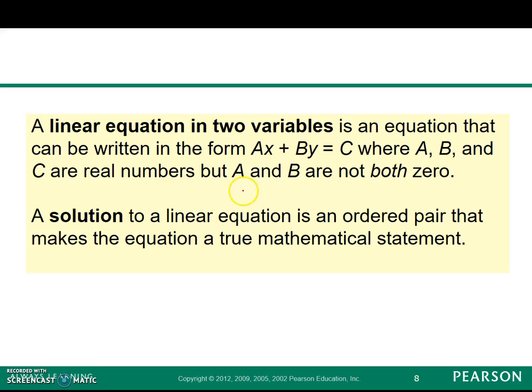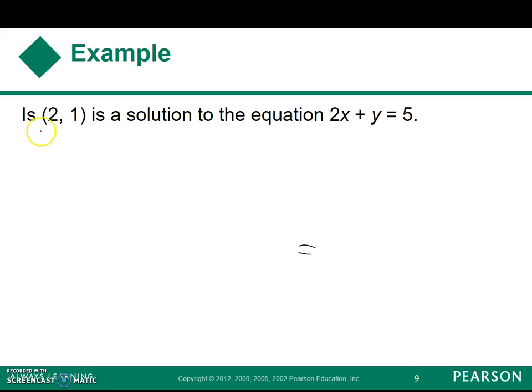Next, let's talk about a linear equation where we have two variables, x's and y's. Generally, they're written in this form, ax plus by equals c. And a solution to a linear equation is an ordered pair that makes a true statement. So let's check this one out. If we have 2 and 1, is that a solution to this equation, 2x plus y equals 5?